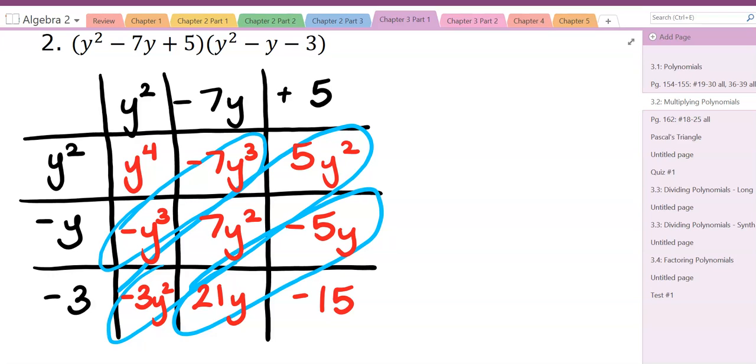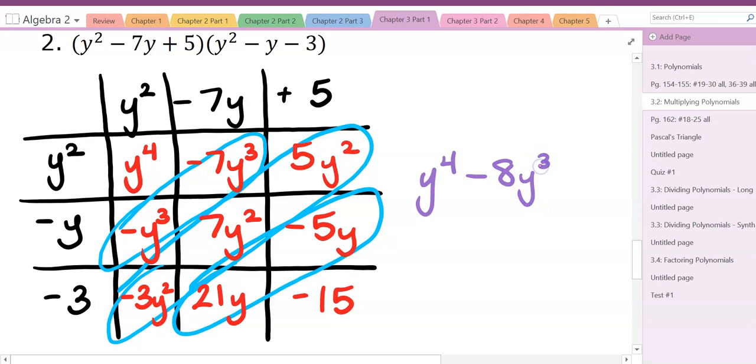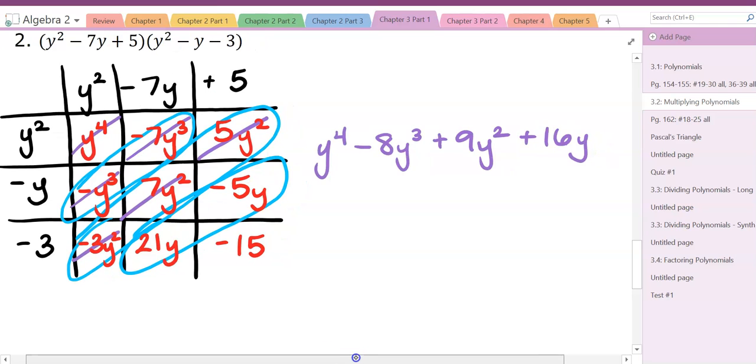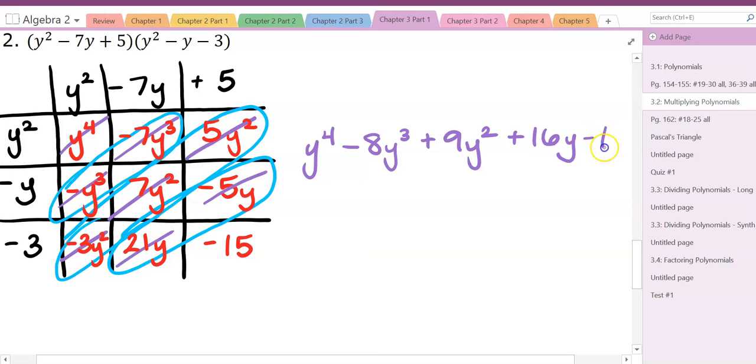So we're going to have y to the 4th. Now my y to the 3rds, I have a negative y to the 3rd and a negative 7y to the 3rd. So that's going to be negative 8y to the 3rd. So I'm just going to cross those boxes out as I go. Now my y squareds, I've got negative 3, 7, and 5. So that's going to end up being a positive 9y squared. My y's, I have 21y and a negative 5y, so that's going to be 16y when I add those. And then last is that negative 15.